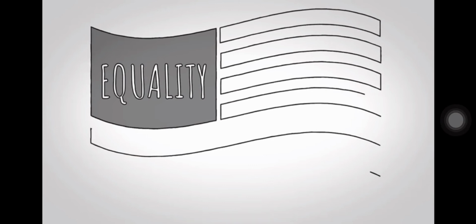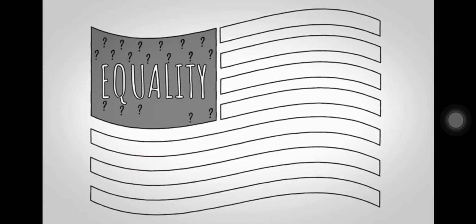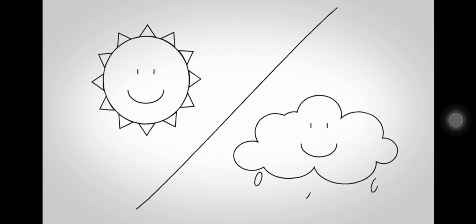Equality is an important principle, so why isn't treating everyone equally always the right thing to do? The problem with equal treatment is that it doesn't always lead to equal results. Every plant needs sun and water, but that doesn't mean we should give all plants the same amount of sun and the same amount of water.